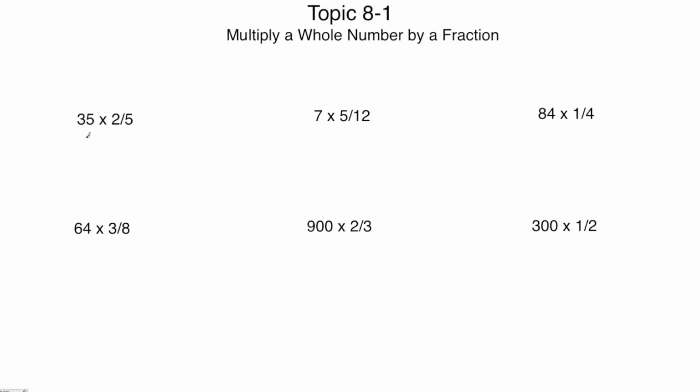Okay, so 35 is a whole number, so the golden rule states make it a mixed or an improper fraction. So I just put it over 1 because 35 divided by 1 is 35. I'm going to multiply it by 2/5.